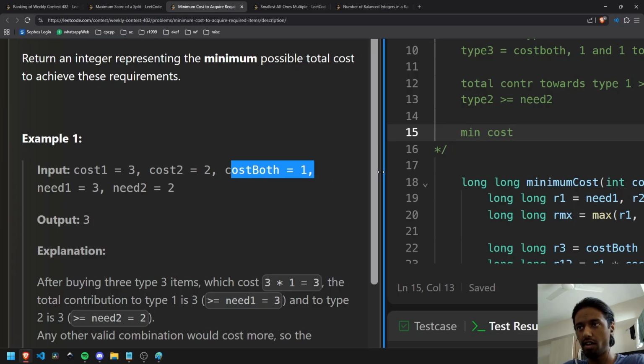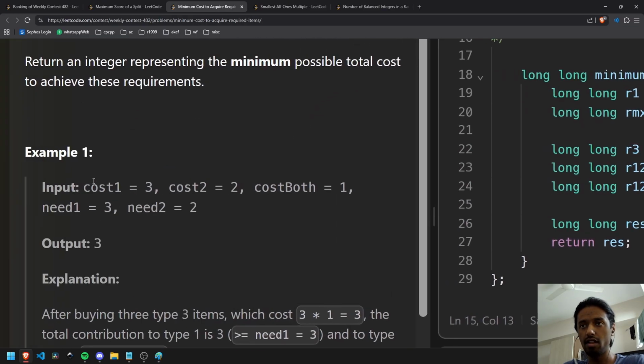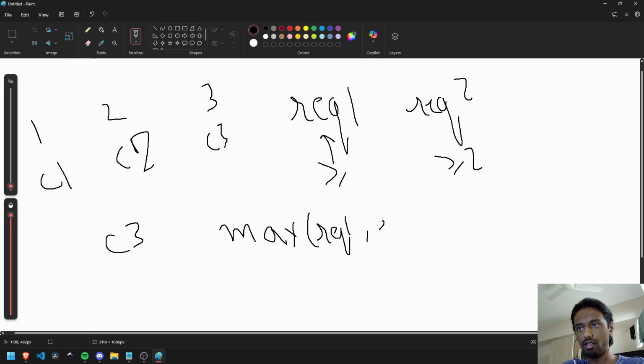So initially I was trying to do some if this then this, but then I realized there are not many cases. So the first case is we only buy C3. And for this case, since we have to fulfill both requirement 1 and requirement 2, and C3 provides us one of both, right? So the number of items we will need to buy will be max of rec 1 and rec 2, right?